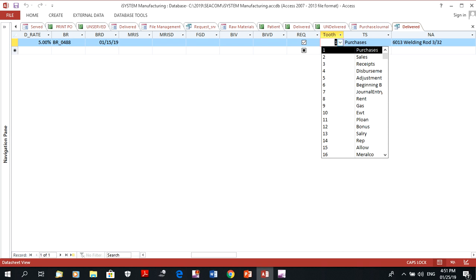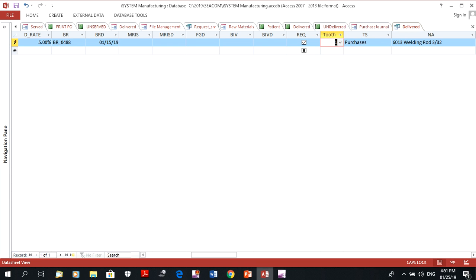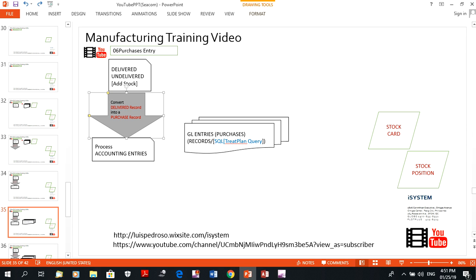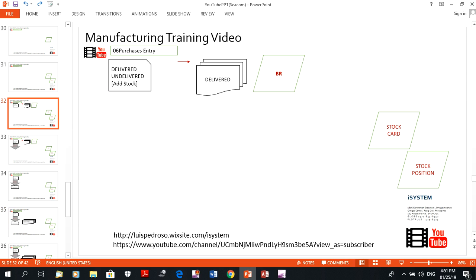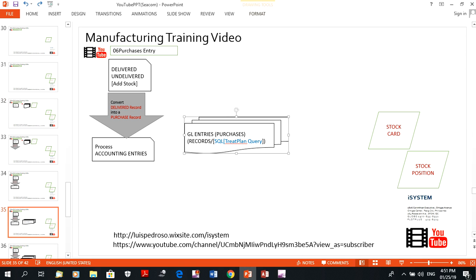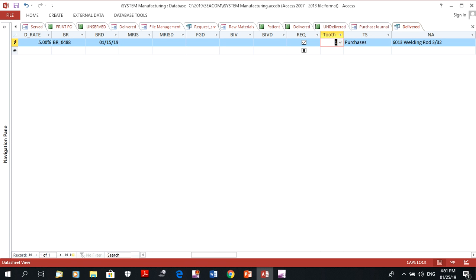Once you pop that record and you say it's purchases, what happens really is that file does not only form part of the delivered file here, but it also forms part of the GL entries file because of your definition of purchases. See? This is crucial.